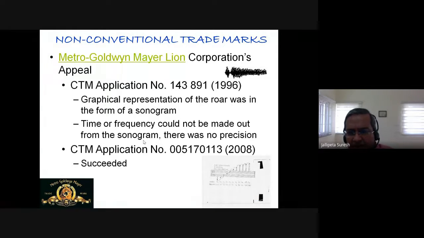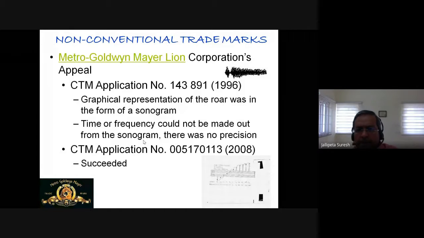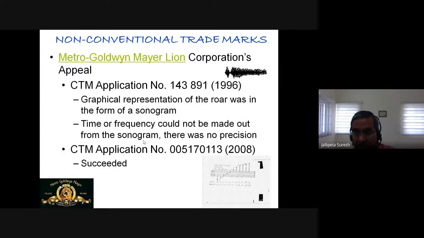When they filed this application for Lion's Roar in 1996, in the form of a sonogram, which is a graphical representation, the appellate board refused to consider, saying that it is not clear and distinctive because Lion's Roar is not uniform. Lion's Roar can be of different pitches. And they also said that time and frequency could not be made out from the sonogram, so there is no precision. And they rejected the trademark application for the registration of sound by MGM.